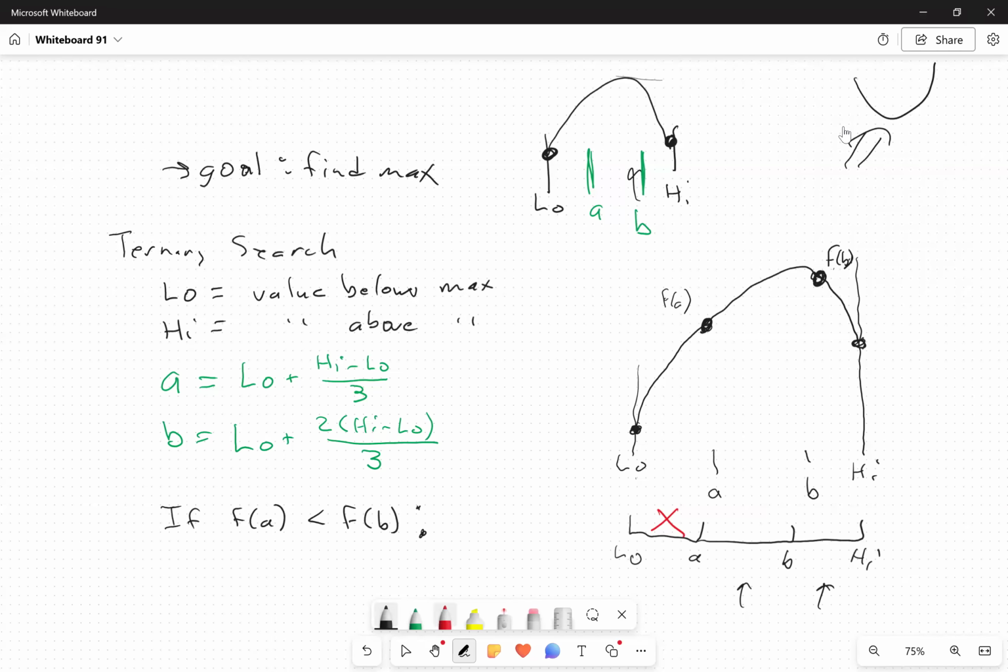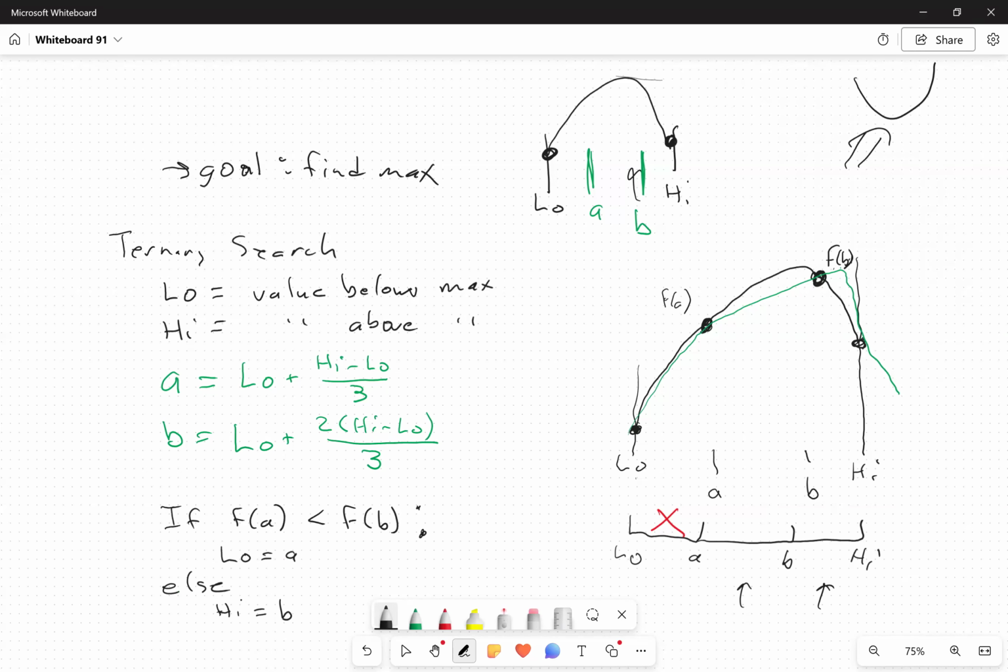So notice I drew this function, but imagine an alternative function. I'll draw it in green. Imagine an alternative function with these same values that went something like this. That function has a maximum that comes after B. But in any case, there's no way to draw a function with a single peak where that peak would be between low and A. So in that case, we can update low to be A, and otherwise we will update high to be B.